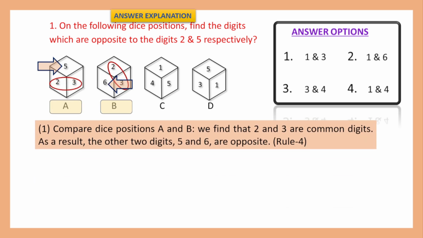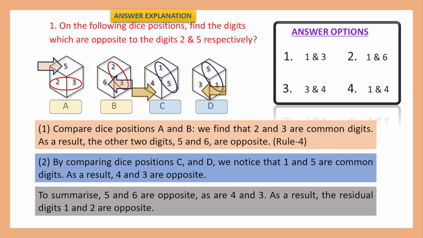Compare dice positions A and B. We find that 2 and 3 are common digits. As a result, the other two digits, 5 and 6, are opposite. By comparing dice positions C and D, we notice that 1 and 5 are common digits. As a result, 4 and 3 are opposite. To summarize, 5 and 6 are opposite, as are 4 and 3. As a result, the residual digits 1 and 2 are opposite.